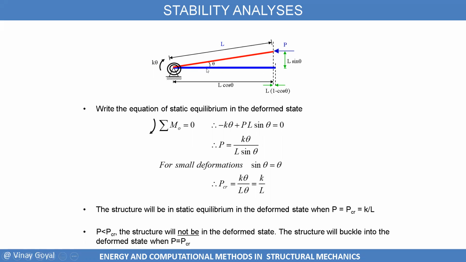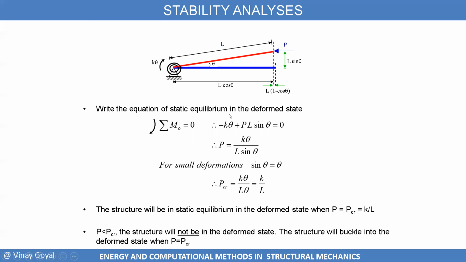What I want to do first is write the equation of static equilibrium in the deformed state. What that means is I'm going to take this load P, which is axial, and assume that it buckled a little bit. Then I'll apply a load P in the same way I had it here. You can see that the height here is L sine theta, because this is theta and the length of the bar is L. This is L cosine theta, the distance from this pin all the way here. But if this moves up, then that distance to the left is L times 1 minus cosine theta.